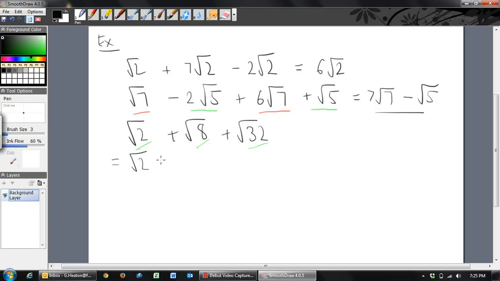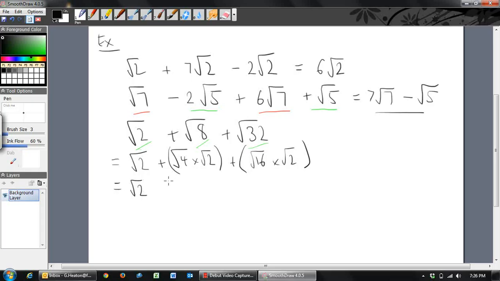What can root 8 be simplified to? Well, what's a perfect square that goes into 8? 4 is a perfect square that goes into 8. So we can write that as root 4 times root 2. I'll put it in brackets so that you can see what that is. How about 32? Well, 4 goes into 32, so that works, but always look for the biggest number that goes into it, and 16 goes into 32. 16 is also a perfect square. So we'll write that as root 16 times root 2.